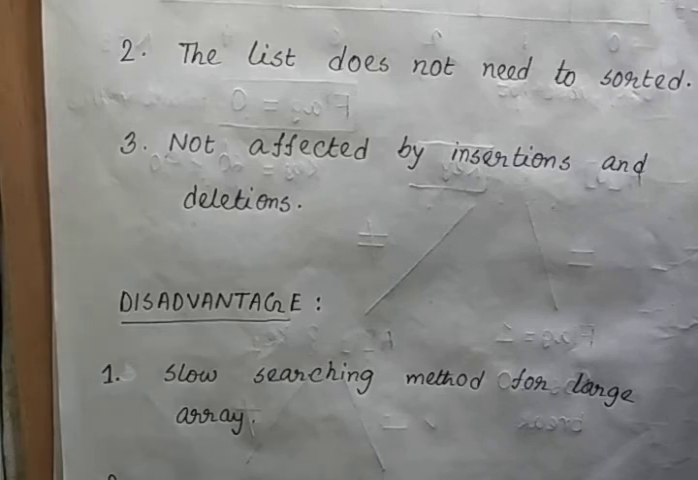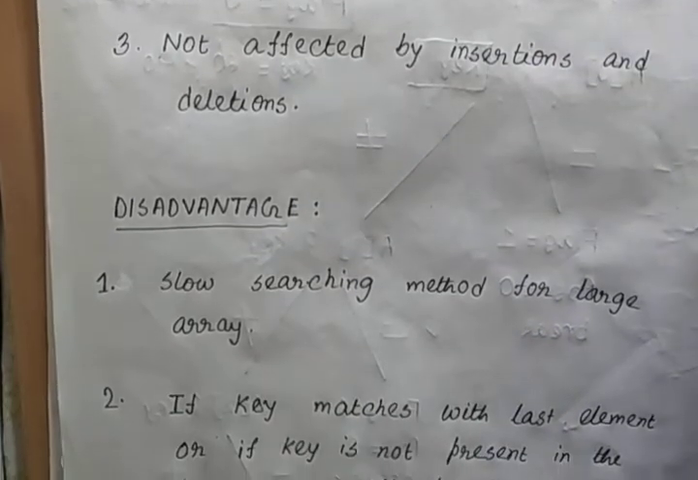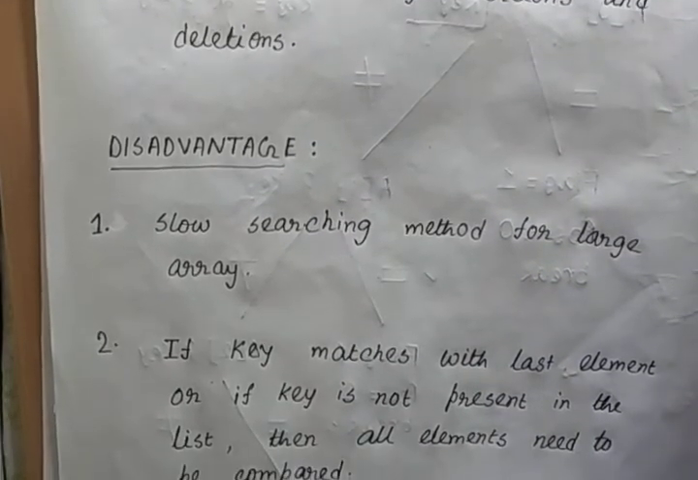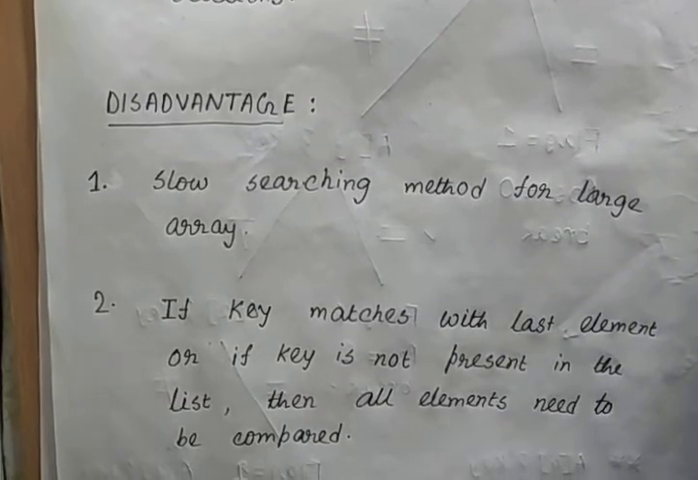In that case, how many iterations do you require? If the key element is present at the last position, what do you have to do? You have to compare all the elements of the array. You compare with the first, then second, then third, and so on, until you compare the key element with the last position. So in linear search, it is a very lengthy and time-consuming process for a large array, right?